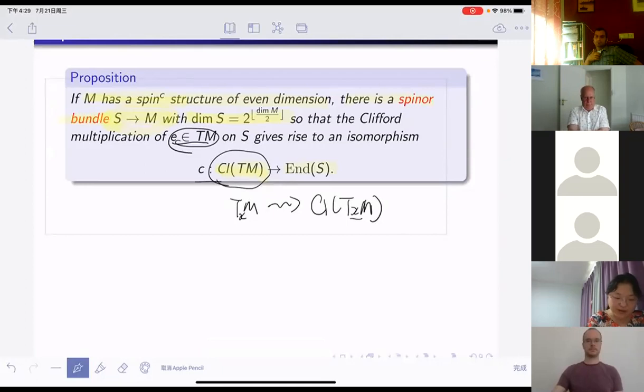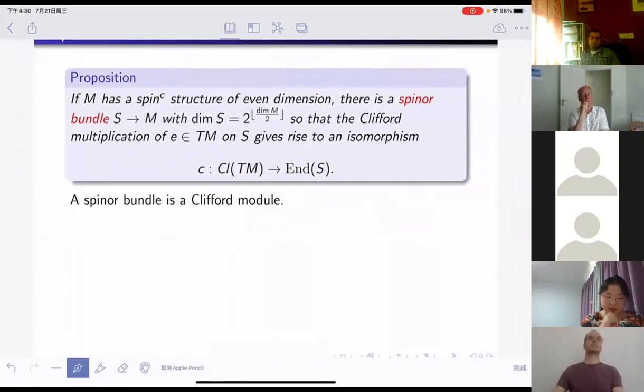So actually, this isomorphism specifies the module structure of S for TM. That means for any element on the spinor bundle, the covector or vector of M can act on this vector bundle under this isomorphism. And this isomorphism is known as the Clifford multiplication.